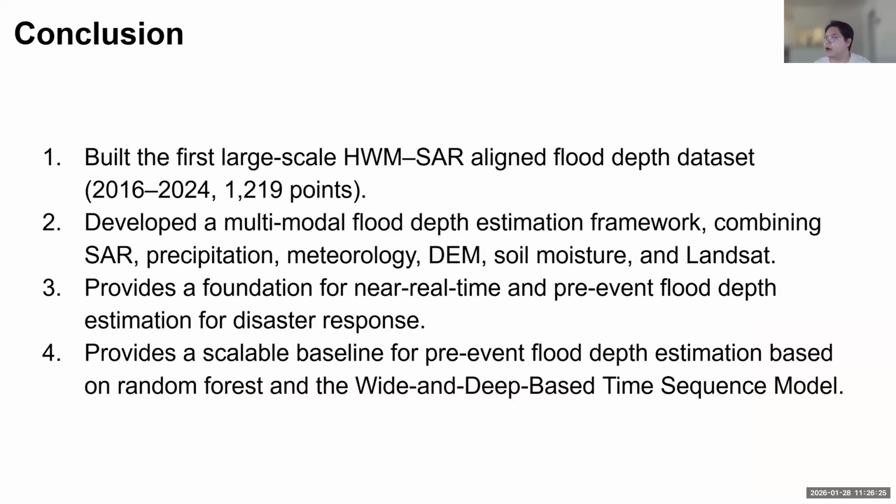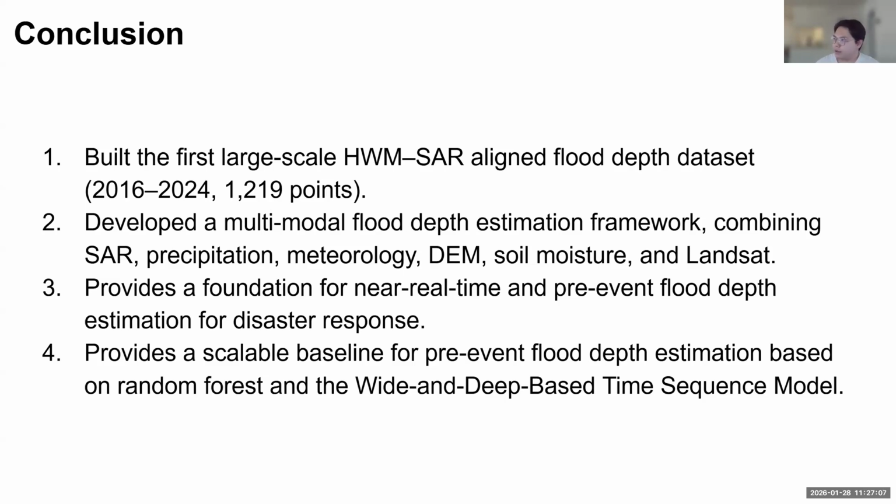So to conclude our project, some of the things we have done include, first, we built the first large-scale high water marks and SAR aligned flood depth dataset. I want to quickly explain why we have only about 1,200 data points. This is because the SAR data have very long retrieval intervals, and if we want to align those data with our high water marks, which also have timestamps, it becomes a little problematic. So it eventually filters out a lot of our data points. That's one direction of our future work.